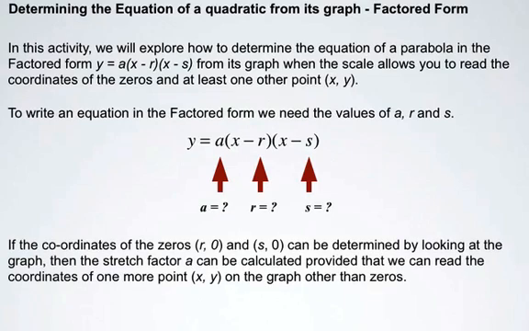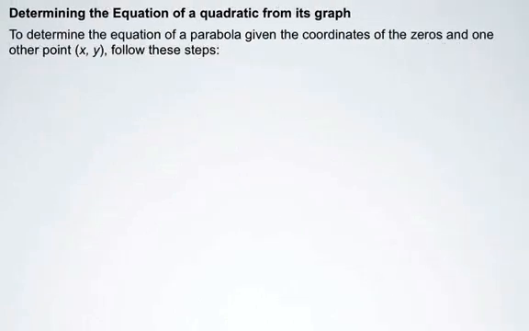If the coordinates of the zeros, r, 0, and s, 0, can be determined by looking at the graph, then the stretch factor a can be calculated provided that we can read the coordinates of one more point, x and y, on the graph other than zeros. To determine the equation of a parabola, given the coordinates of the zeros and one other point, x, y, follow these steps.